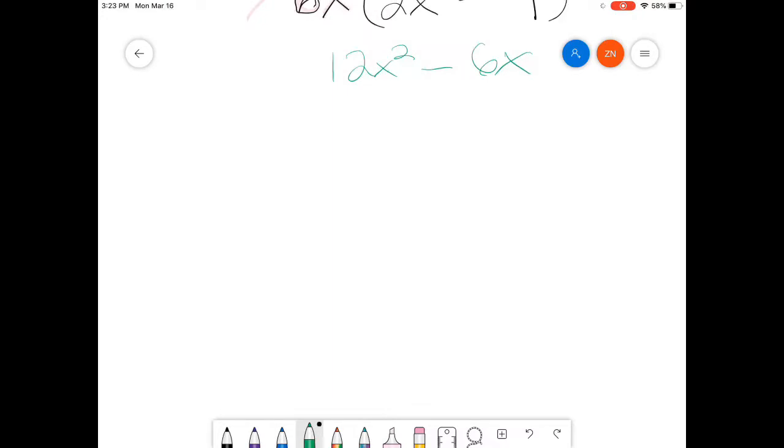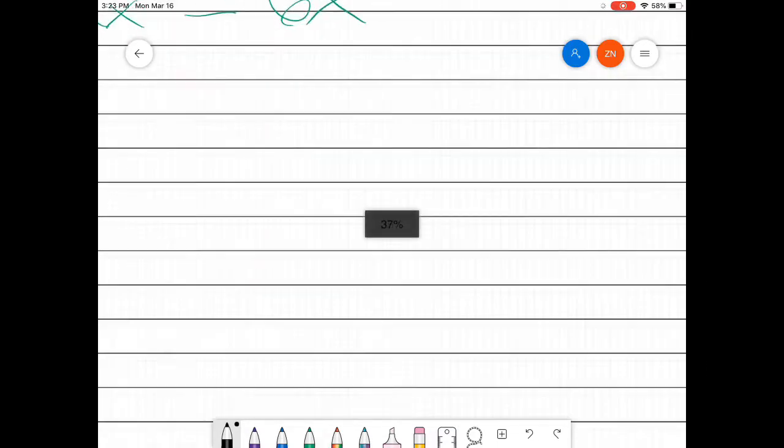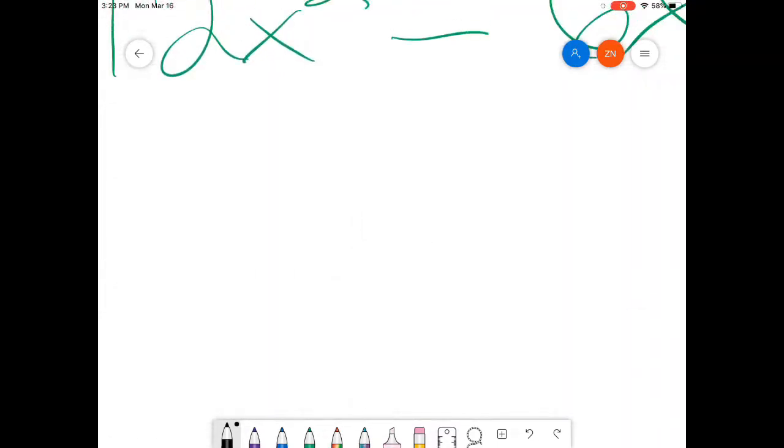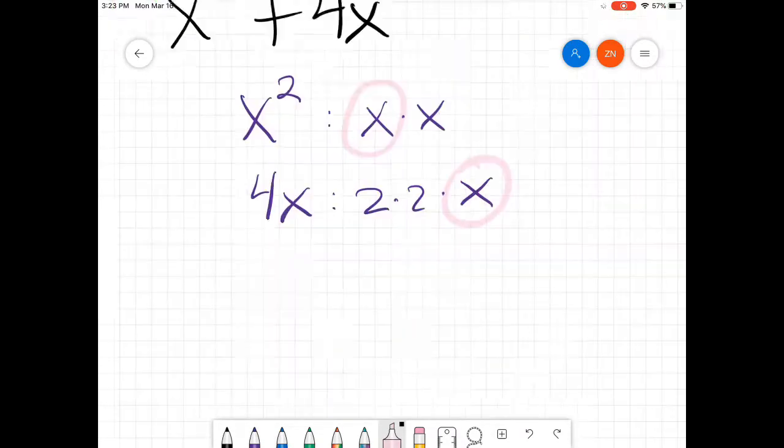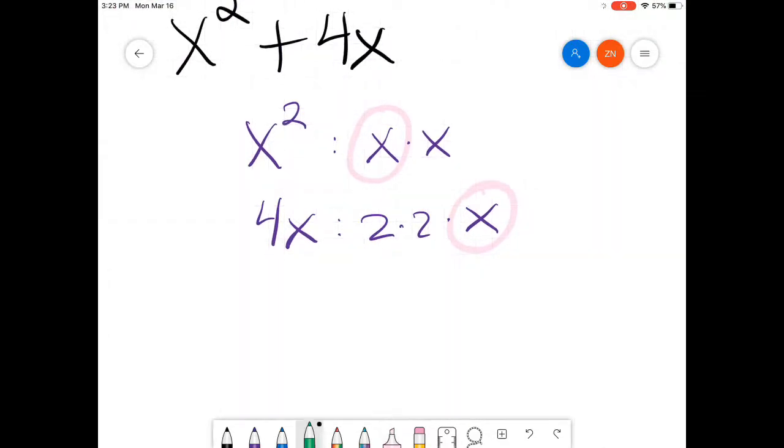The next example, we have x squared plus 4x. Take these two terms, x squared and 4x, what do they have in common? The only way to write x squared is x times x. The 4 can be broken apart into 2 times 2 and then times x. Circle what they have in common, x and x. So the GCF of x squared plus 4x would just be x.